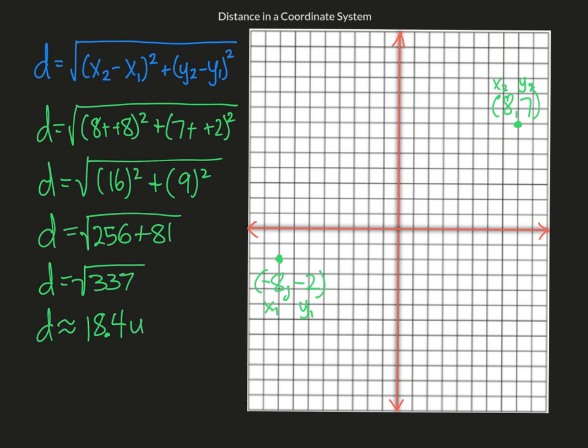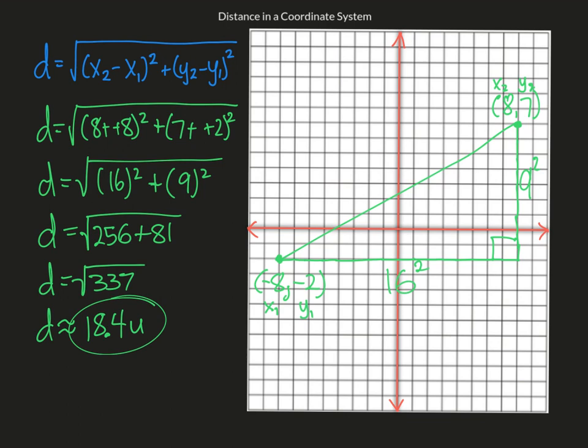And if I wanted to quickly look at the triangle, this is 1, 2, 3, 4, 5, 6, 7, 8, 9, 10, 11, 12, 13, 14, 15, 16. Sure enough, this length is 16. And up 1, 2, 3, 4, 5, 6, 7, 8, 9, just like I thought. And then of course we're trying to find that hypotenuse, and this is a right triangle. Well, 9 squared plus 16 squared, and square root it, 18.4 units.